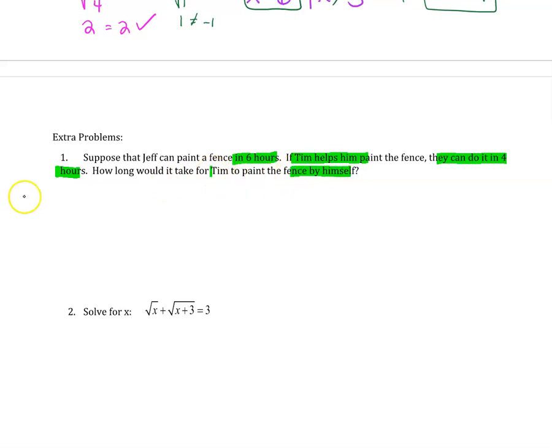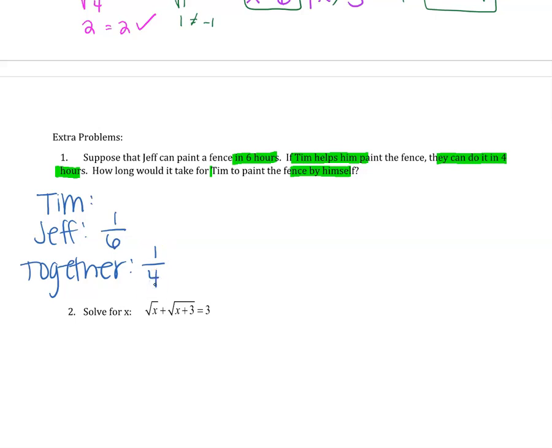So with our working together problems, I like to list out my info. I've got Tim, Jeff, and when they work together. So rereading this, Jeff can paint the fence in 6 hours. When we do these working together problems, it's always one job over the amount of time it takes. So 1 over 6. Together, it took them 4 hours, so together, I'm going to write 1 over 4. One job completed in 4 hours. I don't know Tim, so let's call him 1 over x.